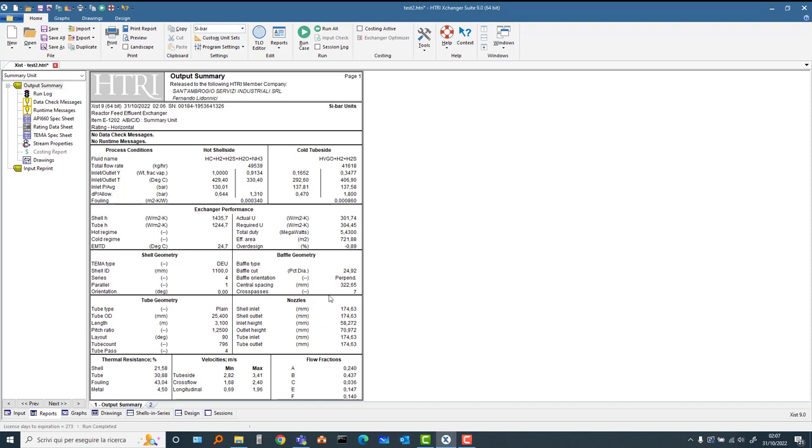First of all, we must not look only at the over-surface, we must look at other things, for example, the pressure drops. So this is the summary unit, and this is the pressure drop of all the parallel shells. It's 0.47 against 1.8. So there is space if we want to increase the tube side coefficient.